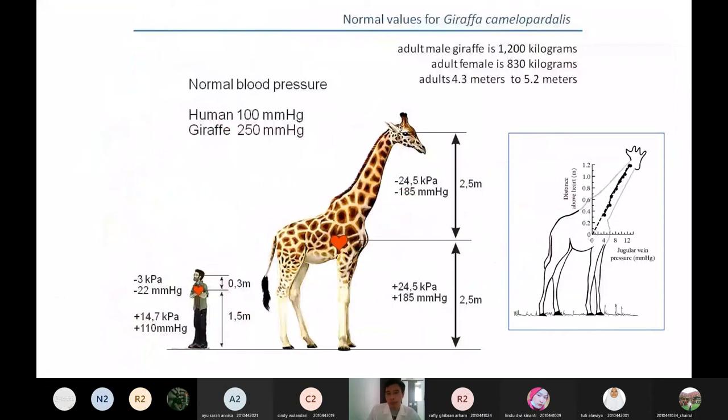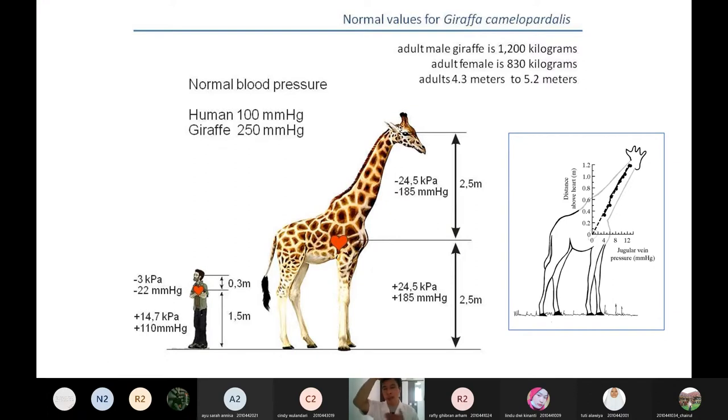And what's the problem with the giraffe? As previously explained by Kairunisa and Ayu, there is actually a serious problem with the giraffe. Why? Because the distance between the heart and the brain is quite long. It's about 2.5, sometimes about 3 meters. And whenever the giraffe stands, it will be very hard for the heart to pump the blood 2.5 meters upward. So it is a biological problem that had to be solved by the designer, by God.